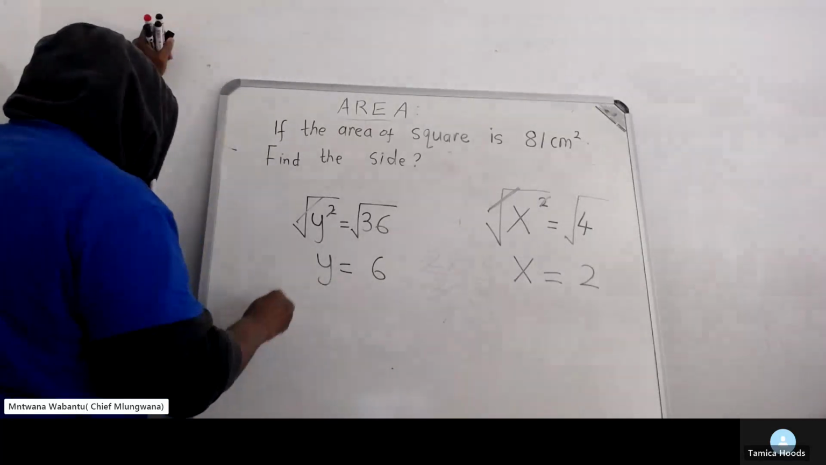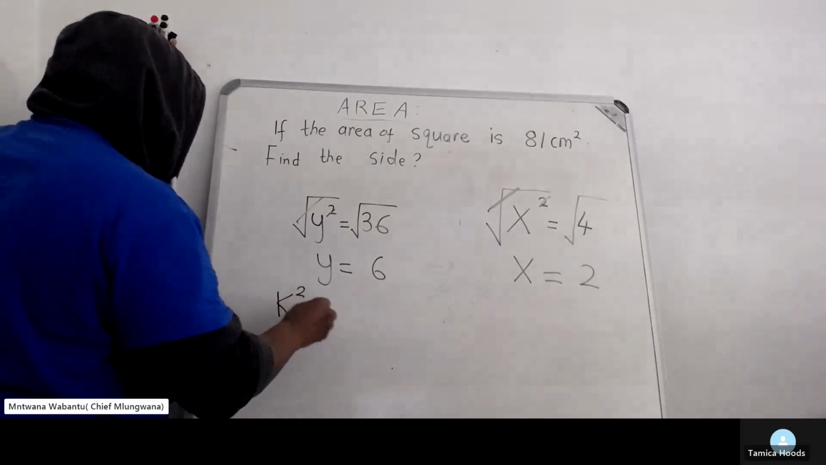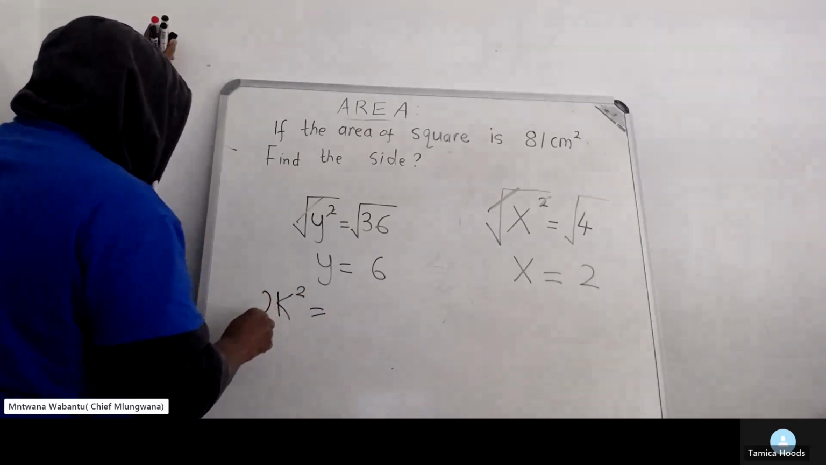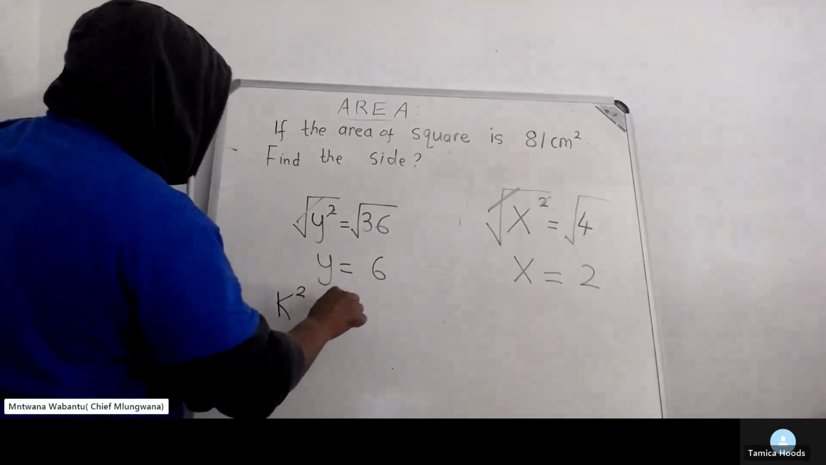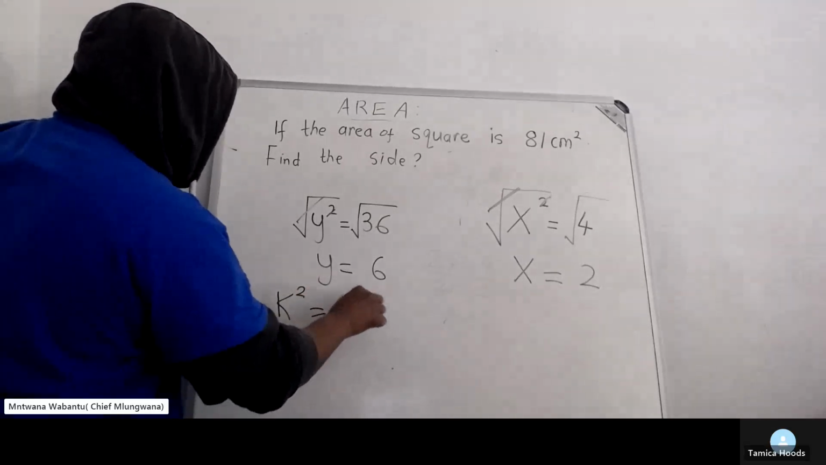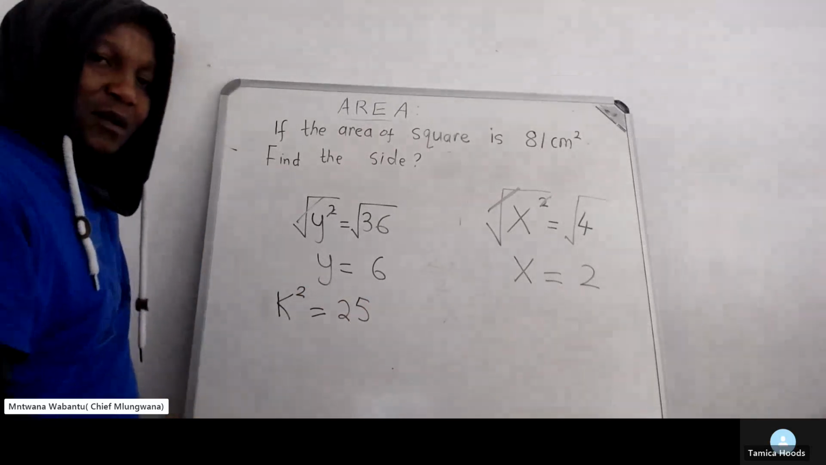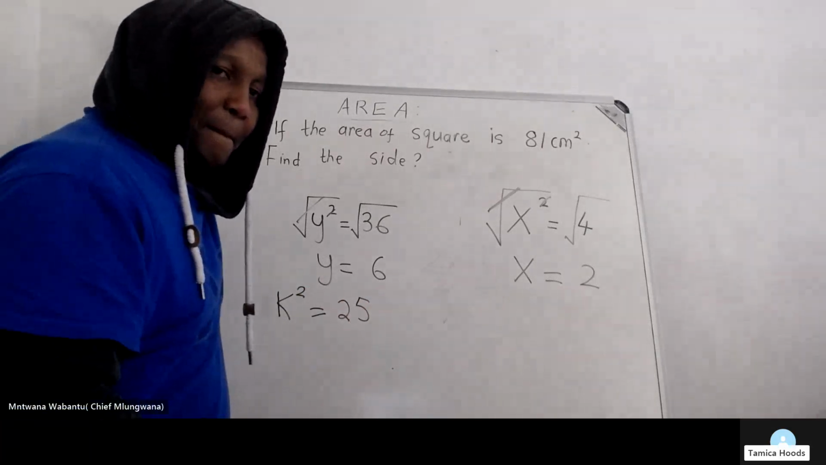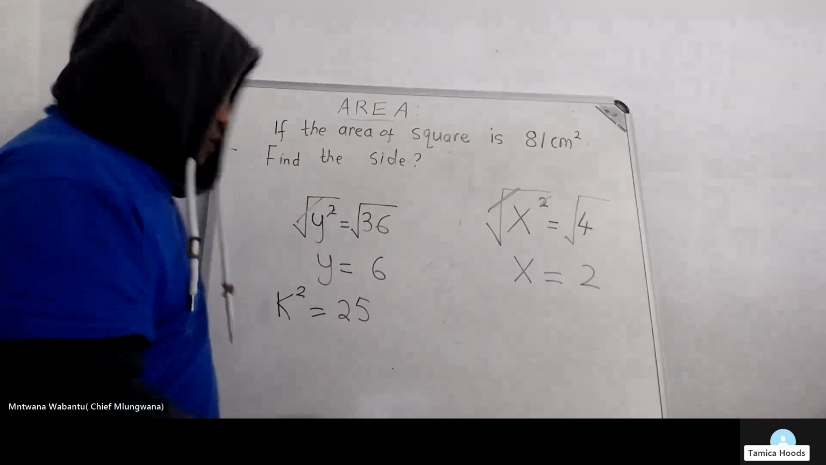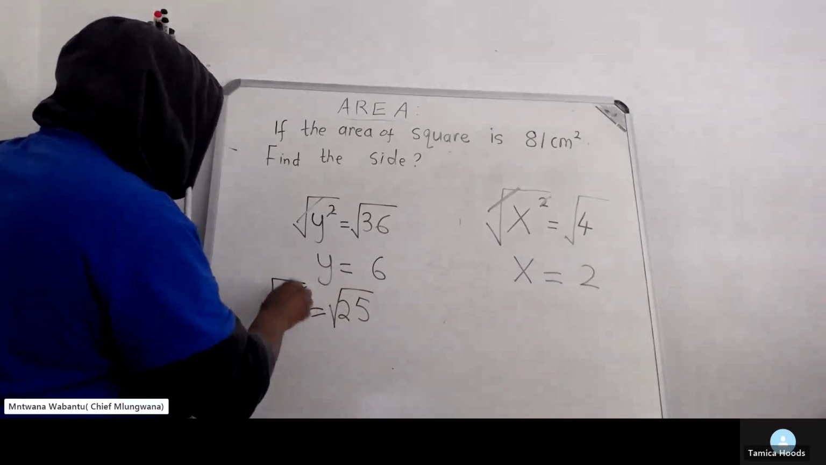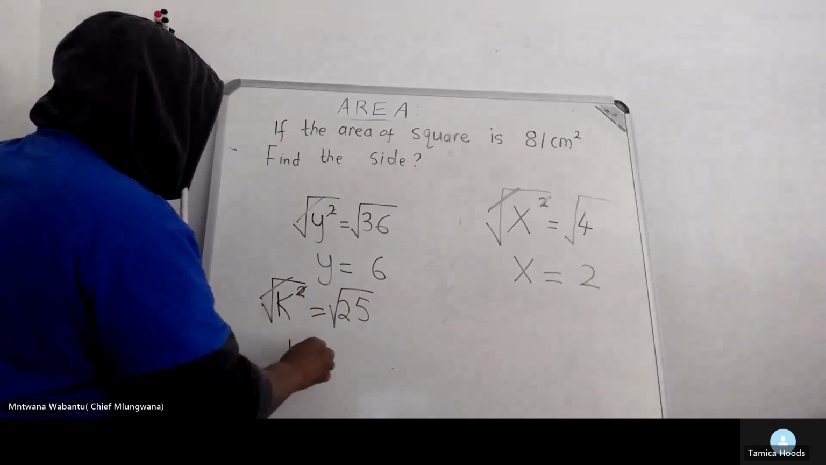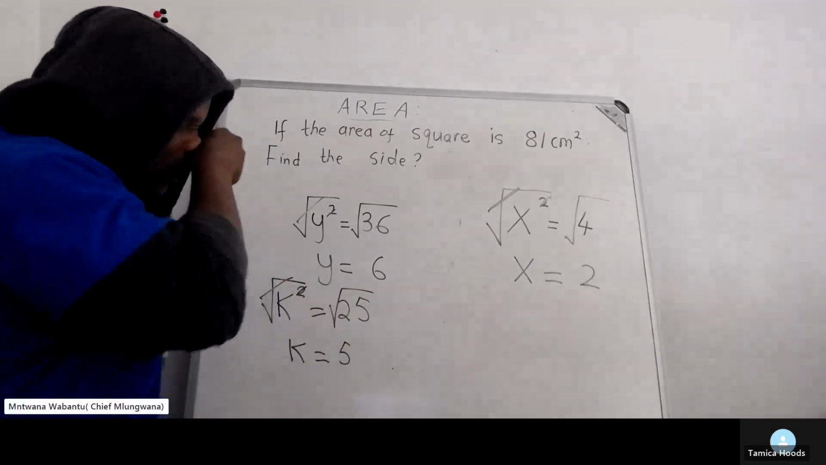Okay, now what about this one? K square equal to 25. Tell me how we're going to do this. We're going to write the square root on the left and the right side, both sides of the equal sign. This and this are going to cancel, so k equal to 5.